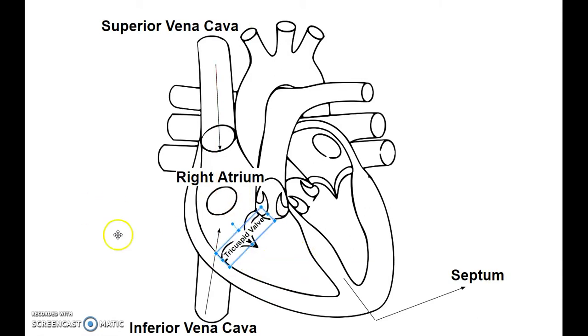So this valve prevents backflow of blood. When the blood passes through the tricuspid valve, it goes to the right ventricle. The right ventricle is everything here. Then this right ventricle contracts, it opens, and it closes.